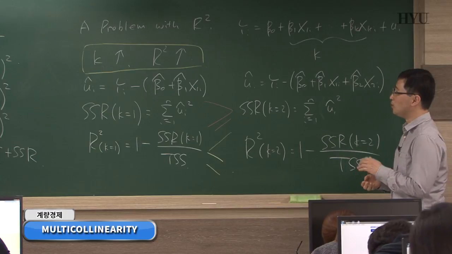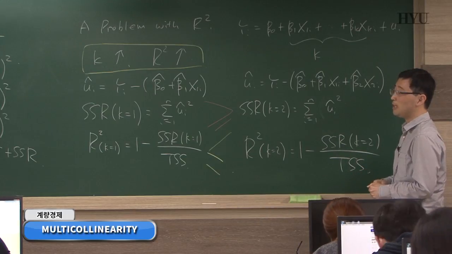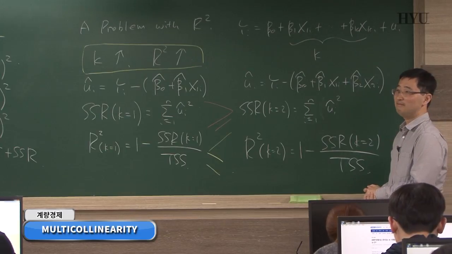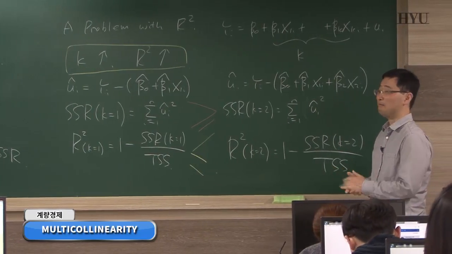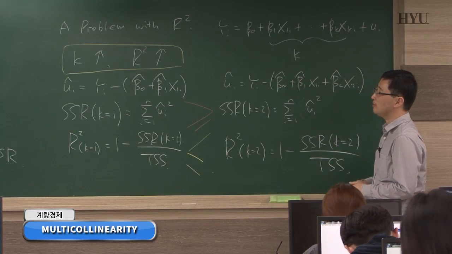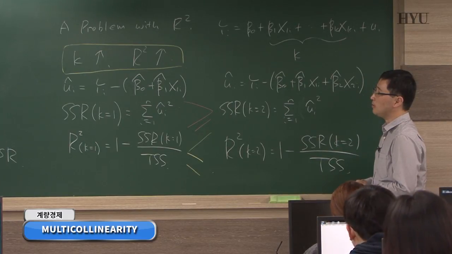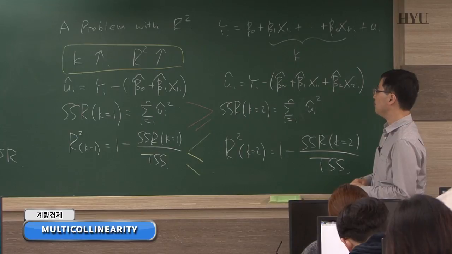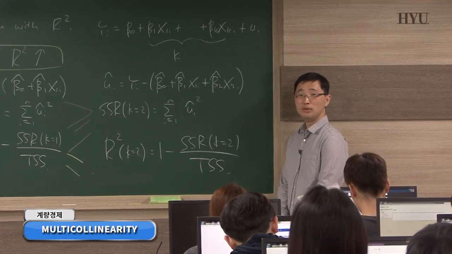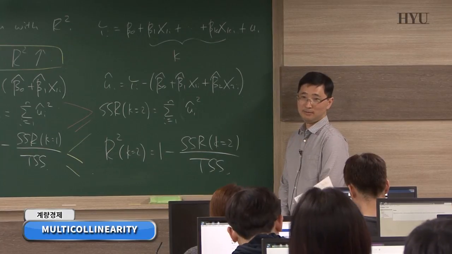Now I have to explain two things. One is why this is a problem, why we care. The second one is why SSR only goes down as you increase the number of independent variables.